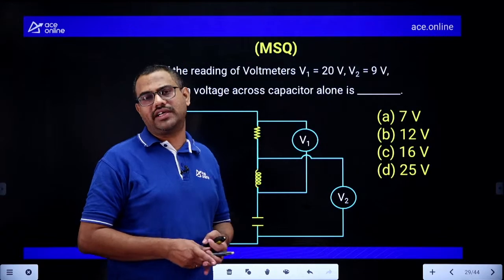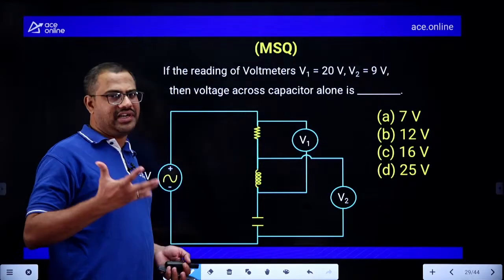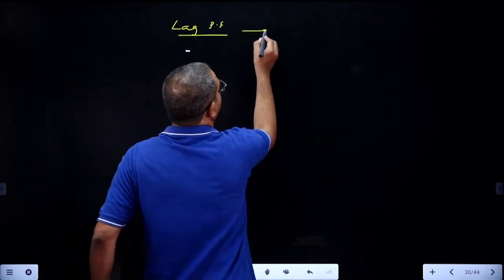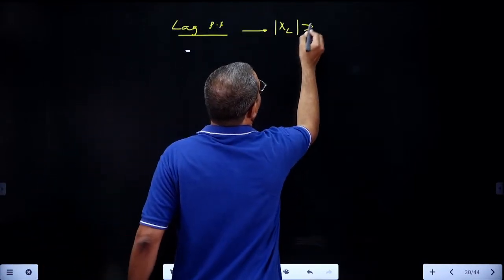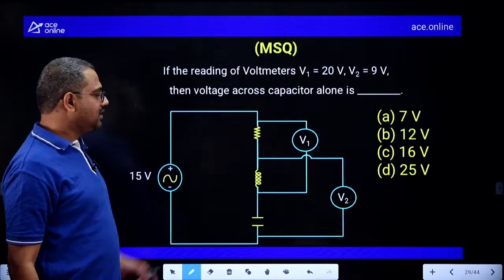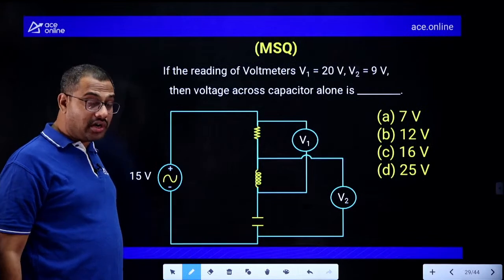But most of the students, what they did: this is generally AC steady state, inductive dominant, so they directly assume lagging power factor. Lagging power factor means XL is greater than XC, so automatically VL will be greater than VC. But these are voltmeter readings. Elemental values were not given. So what should we do?